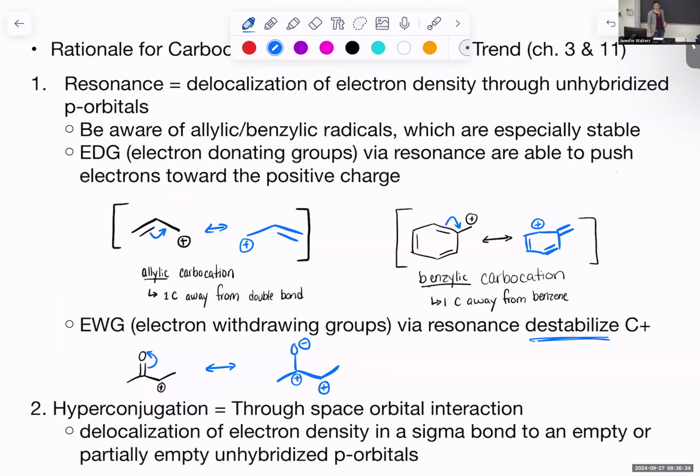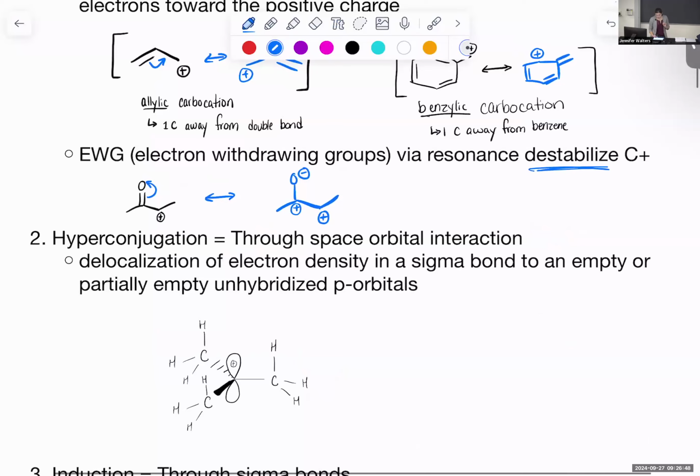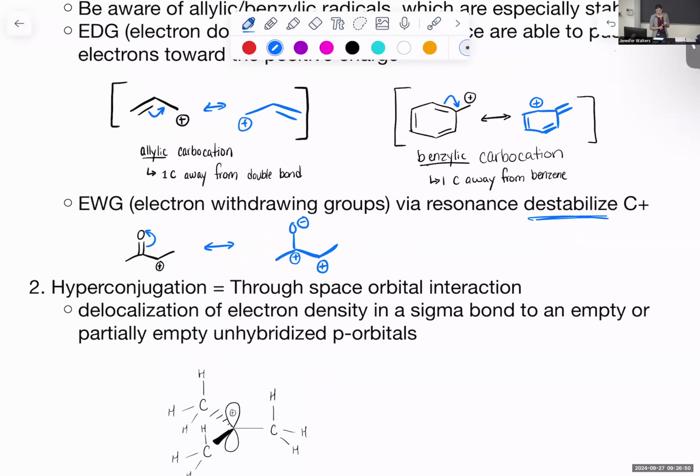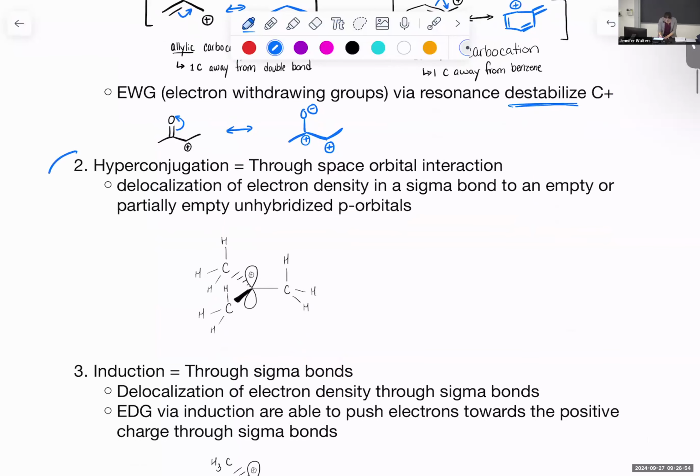So resonance can help stabilize our carbocations. It could also help destabilize. And that's what we're seeing there. The other two factors are hyperconjugation and induction. These two factors are what are giving your primary versus secondary versus tertiary trend.